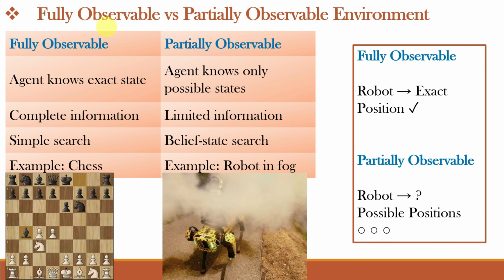Let us first understand the difference between fully observable and partially observable environments. In a fully observable environment, the agent always knows its exact position. For example, while playing chess, the player can see every piece on the board and there is no uncertainty. Now consider a robot that is moving inside smoke. The robot cannot clearly identify its location. It only knows that it may be at several different places. This is called a partially observable environment, and in such environments, normal search algorithms are not enough. The agent has to think differently. Instead of searching one state, it searches among possible states.